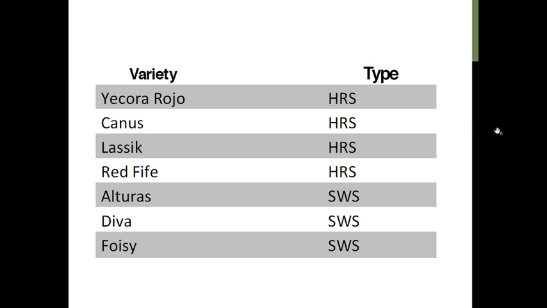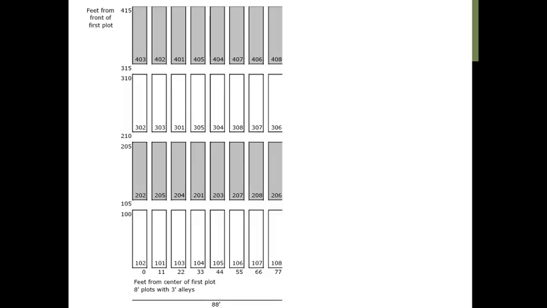And so for these trials, because yield was one of the primary criteria, and because the yield of wheat can be so variable within a field, the decision was made that we would replicate this 4 times, so that each variety would be planted 4 times in the field, and the width of the plots was 8 feet, which was just a function of the seeder and the combine that we had available, and the plot lengths were 100 feet here.